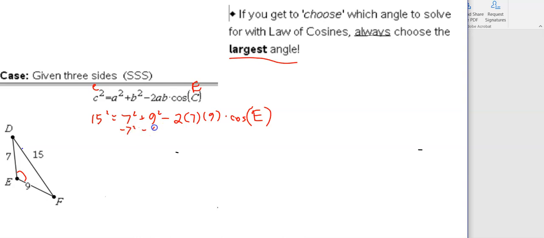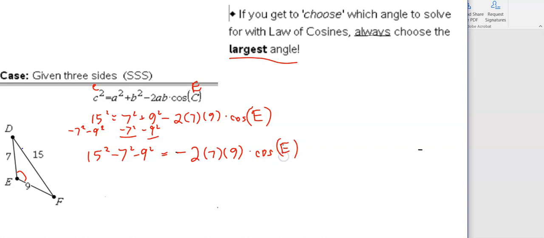So I'm going to subtract 7 squared and 9 squared over from both sides. And again, I'm going to keep it in this form just for a second, just so you can see what I actually did. So minus 7 squared minus 9 squared equals, that nicely cancels out. So we get negative 2 times 7 times 9 times cosine of capital E, angle E.